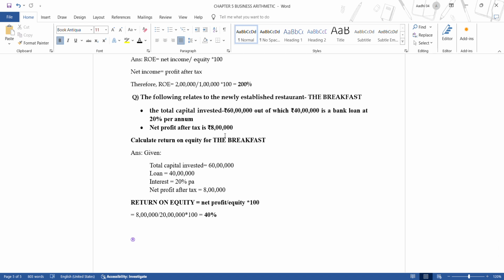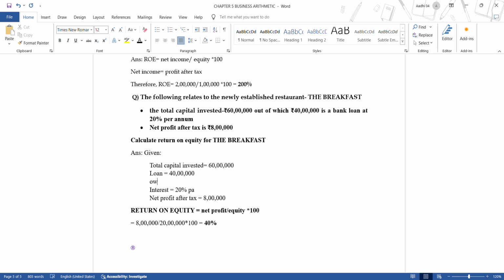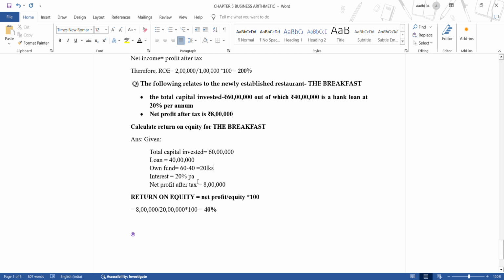Again, what is the formula to find return on equity? Net income by equity into 100. First you have to list out the items given. Total capital invested is rupees 60 lakh and loan is 40 lakh. So what is the own fund? Own fund is 60 lakh minus 40 lakh, that is 20 lakhs. So the own fund is 20 lakhs.